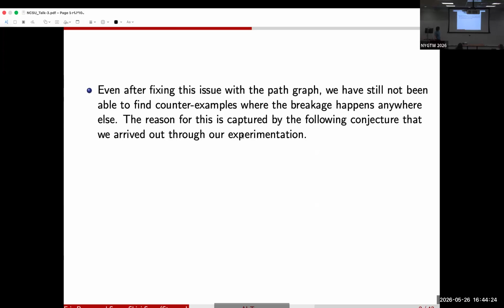So I will say that even after fixing this issue with the path graph, we still have not been able to find counterexamples where the breakage happens anywhere else with these methods. The reason for this is captured by the following conjecture that we arrived at through our extrapolation.